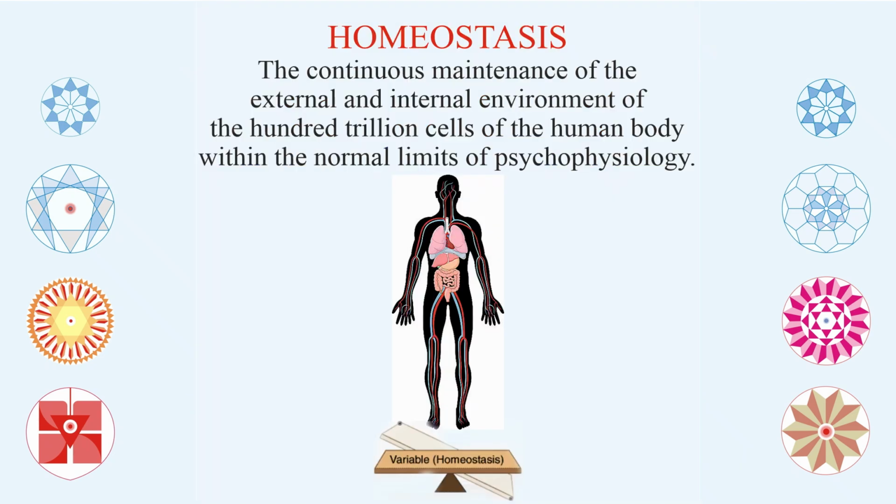Now come to homeostasis. The continuous maintenance of the external environment of 100 trillion cells of the human body within the normal limits of psychophysiology is important for homeostasis. Now I am making it very clear, it's a continuous maintenance. He is in tune with both the external world as well as the internal world. 100 trillion cells are true, 100 billion neuron cells are true, and he is perfectly normal psychologically, physiologically and otherwise. Only that person can be called a perfect human being. And that person will be healthy, wealthy, wise and happy.